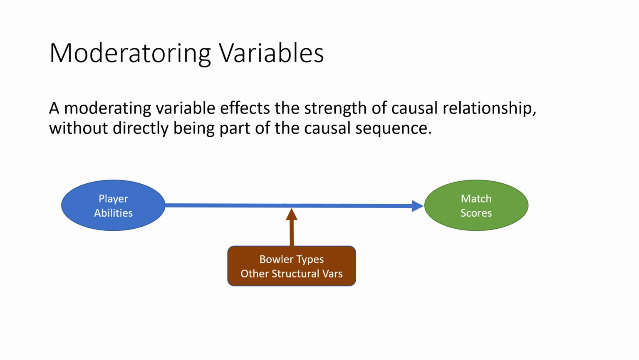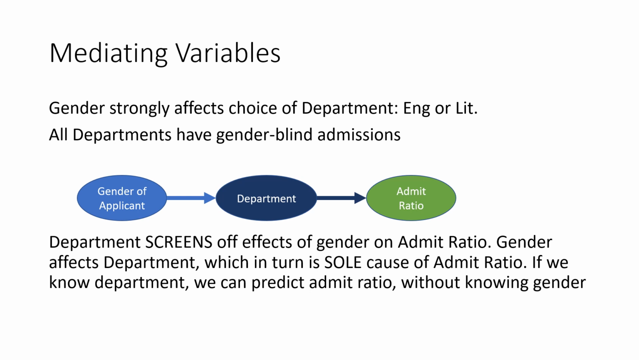The causal variable here is the abilities or the skills of the player, and the effect is the scores of the match, and the relationship between the two is moderated by bowler types and by pitch and by other field variables which affect the strength of this relationship. Very different from the moderator is the mediating variable, which we discussed in the last lecture.